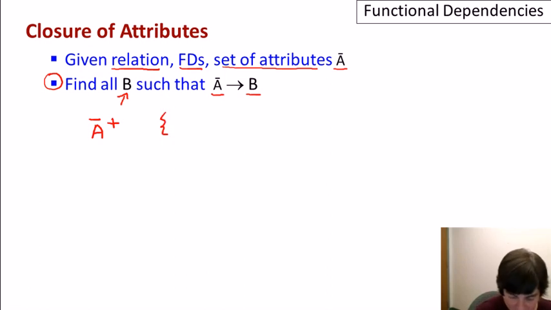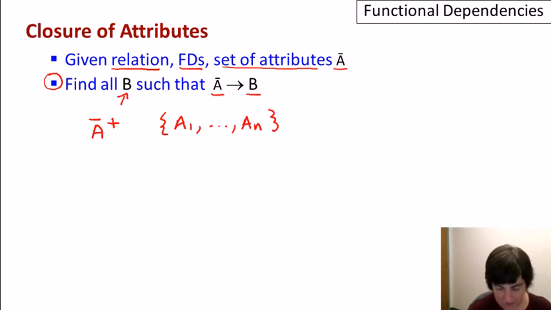Let me be a little more explicit. Let me write out A bar, because remember, whenever we write bar, we're actually talking about a list of attributes. So we're going to write it as A1 through AN, and I'm interested in computing the closure of that set of attributes. In other words, the entire set of attributes that are functionally determined by the attributes A1 through AN. And I'm going to give an algorithm for doing that.